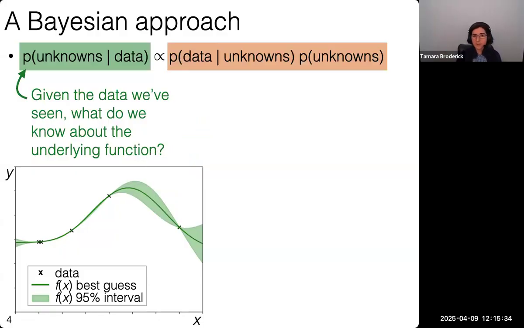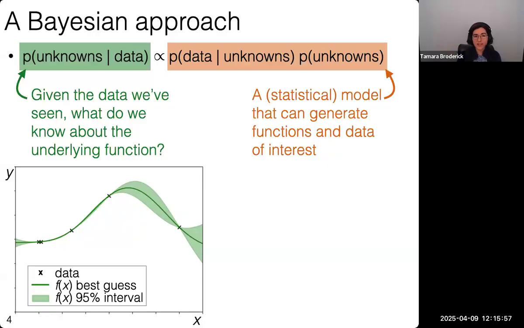Now, the Bayesian approach is to say, hey, what I want to know is some distribution over the unknowns. In this case, the unknown is the air pollution at other locations, given the data I've observed. And Bayes' theorem tells us we can flip that around. And if we were able to make a model for the unknowns and for generating fake data given the unknowns, then we could do inference. So you can think of this as a statistical model that can generate functions and data of interest. This is just going to be fake data. And then Bayes' rule is going to let us turn that around and say something about what we know given the actual data we see.